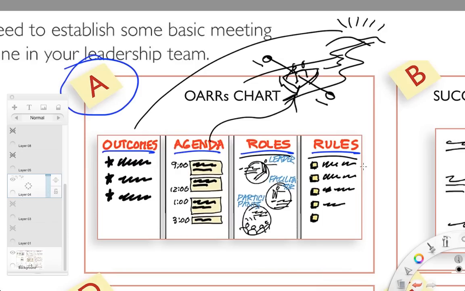So if you actually get clear about what your roles are and what the ground rules are in a meeting before you jump in, you're going to have a much better chance of making it down that river in a way that is productive and effective. So this little memory device is a way that you can keep track of what's going on.